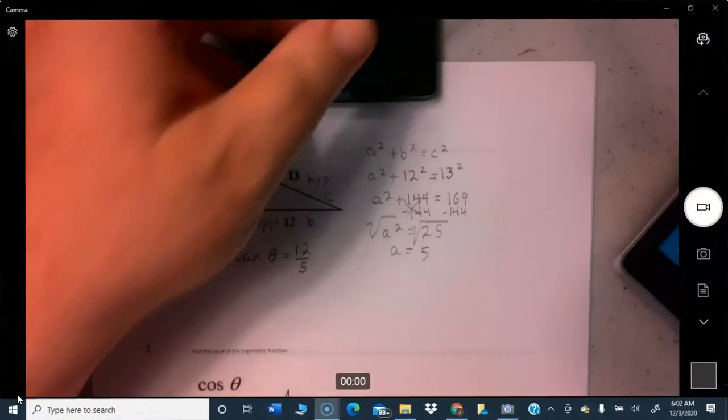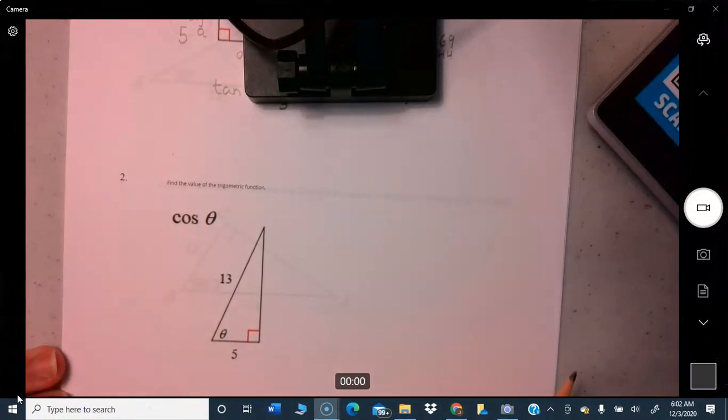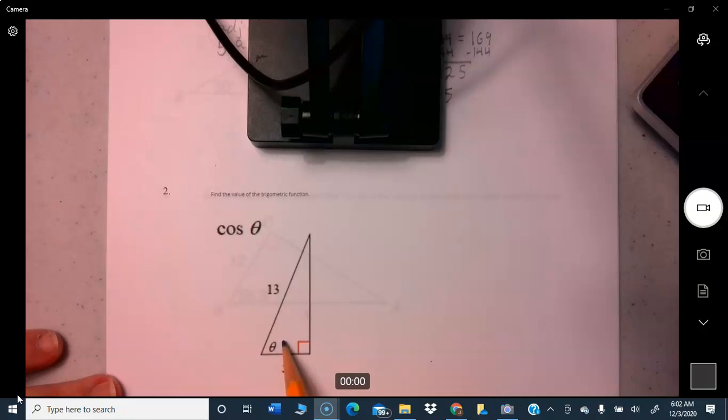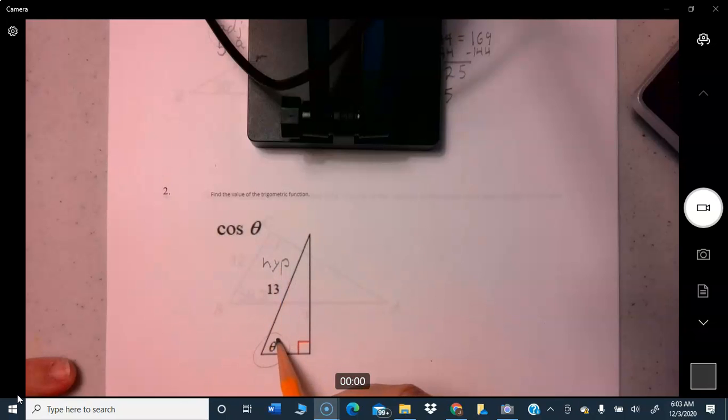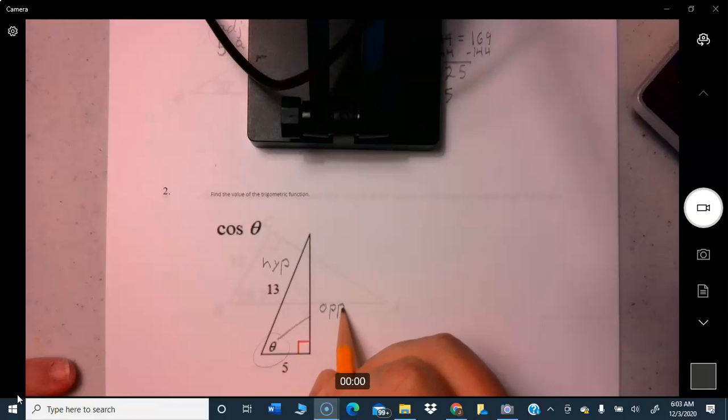All right, let's keep going here. We're going to move down to the next problem, number 2. And I'm going to do pretty much most, if not all, of the problems on this assignment. So they want you to identify the cosine of theta. Okay, so again, the first thing to do on every single problem is label the sides. The long one is the hypotenuse. The one that's across the triangle from this angle is called the opposite. And the other guy is the adjacent.